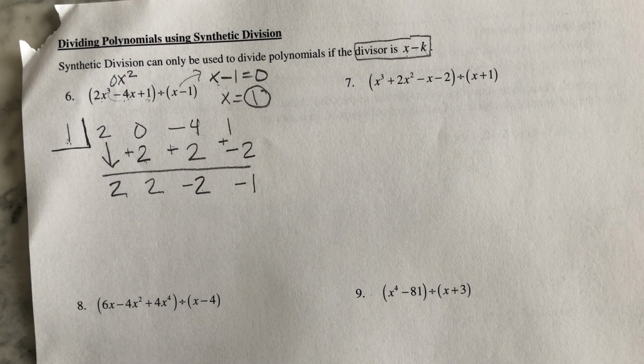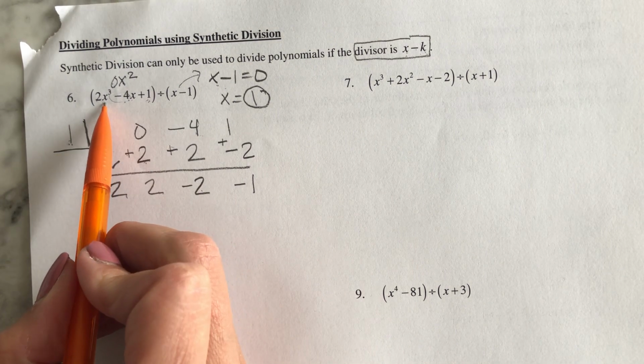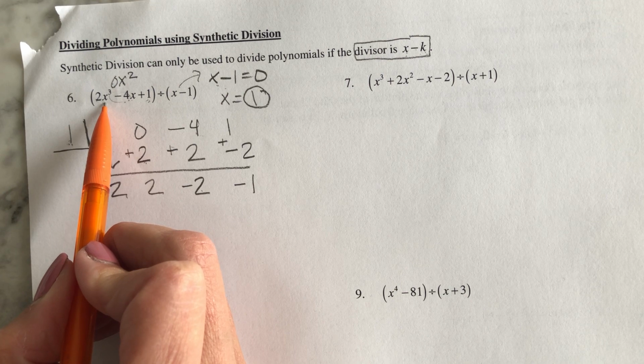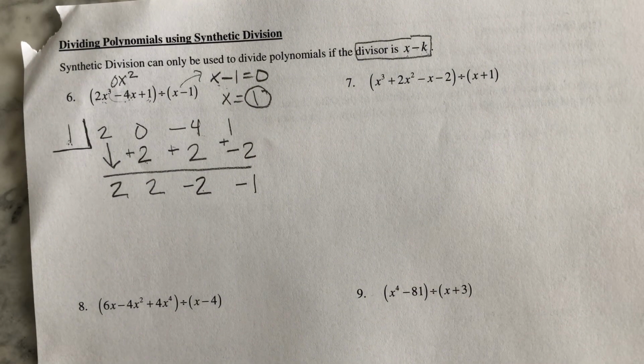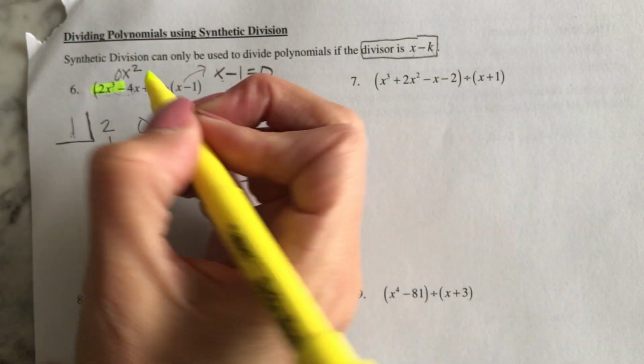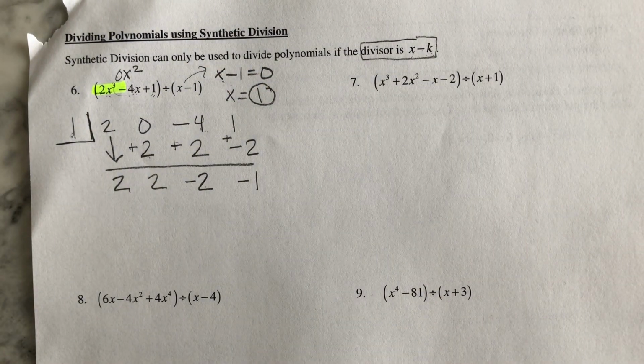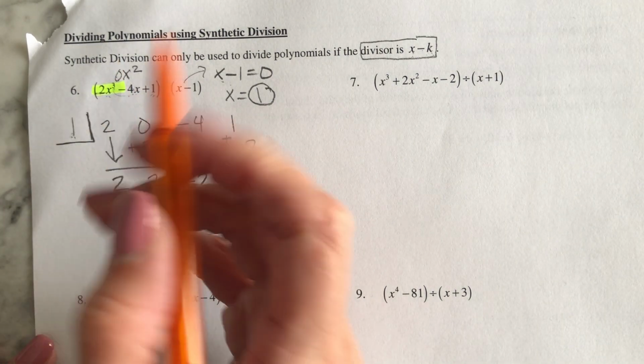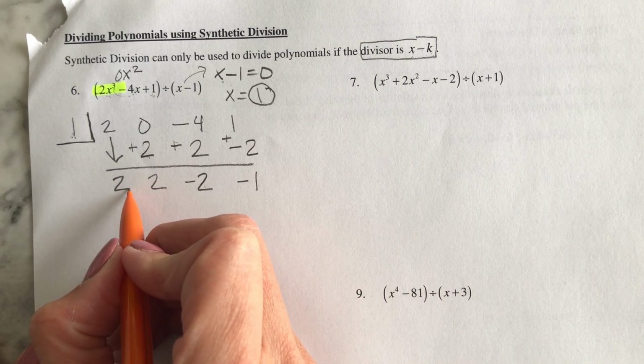So now all that's left is to put it all together to make our answer. You're going to look to your original dividend, and you're going to look at that first term. You're going to look at the degree of it. So 2x to the third, it started with degree x to the third. For our answer, we're going to go down just 1 degree. So instead of x to the third, it's going to be x squared.